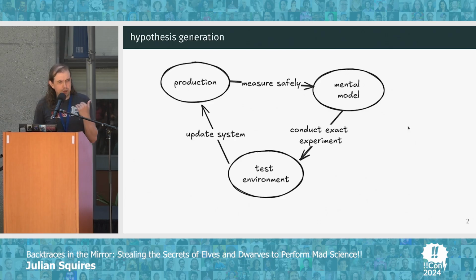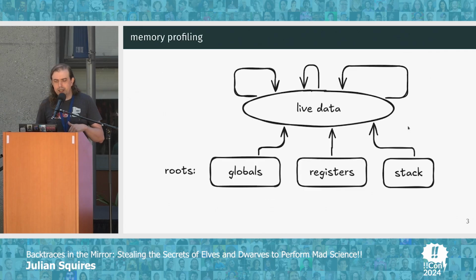So there's this virtuous cycle where I measure safely but inexactly in production, and then that informs my mental model of how the system executes. And then I conduct exact experiments in a safe test environment and kind of reincorporate those changes into production and repeat. So that's the unobtrusive aspect.